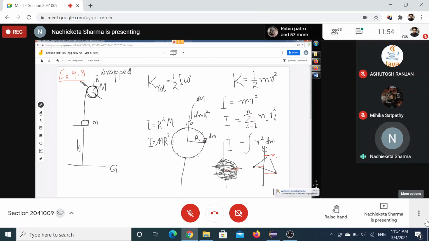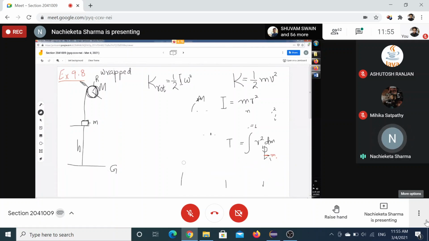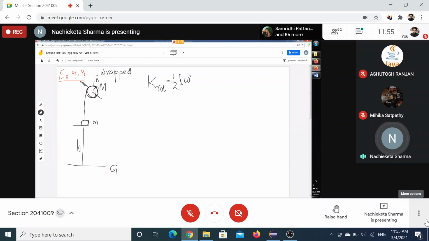So now coming back to this problem, what I was telling you is that when the small mass falls down, it will pull the ring, and in return the ring will get unwrapped from the big cylinder, and the cylinder will rotate. So basically the whole problem can be reduced to the small mass moving downward, possessing translational kinetic energy, half mv square, and the fixed cylinder rotating, possessing rotational kinetic energy, half I omega square.